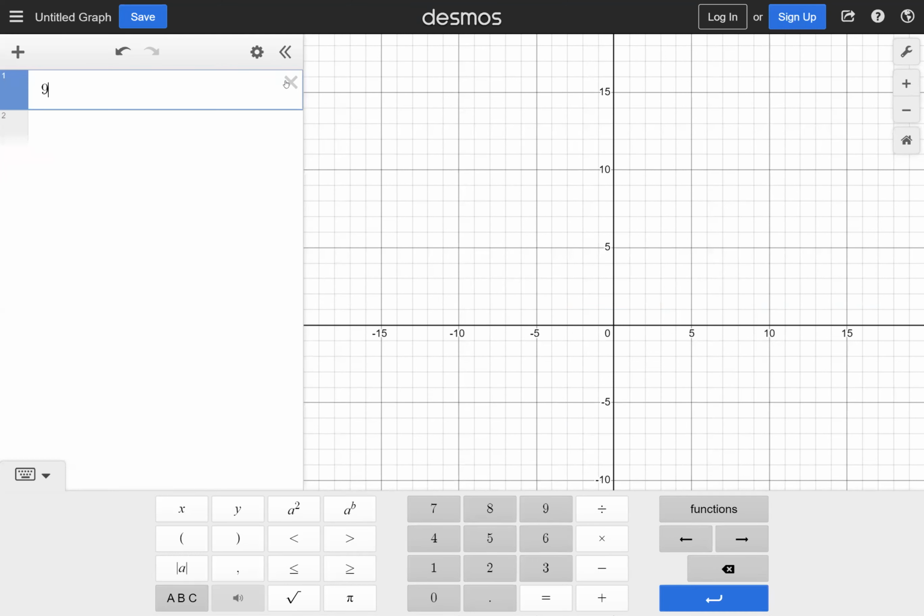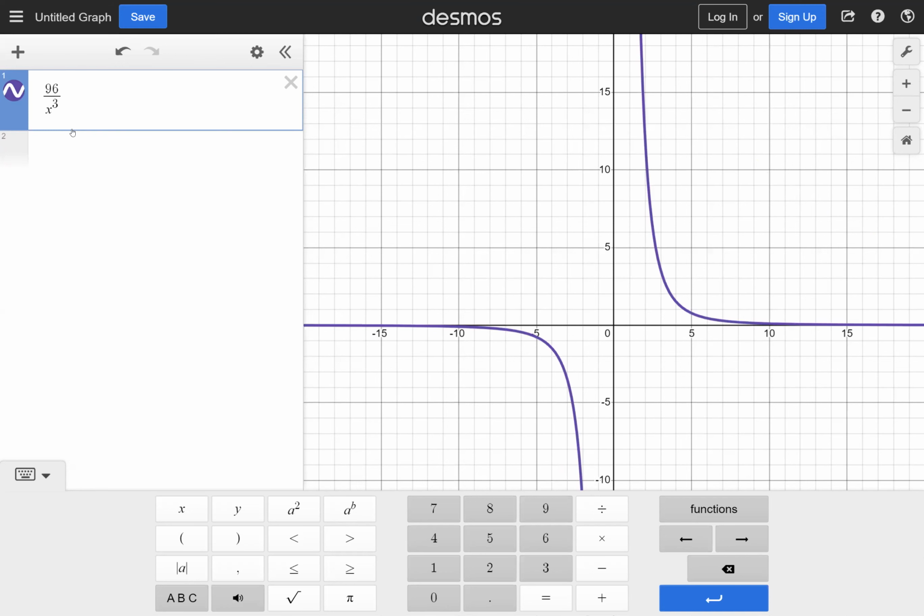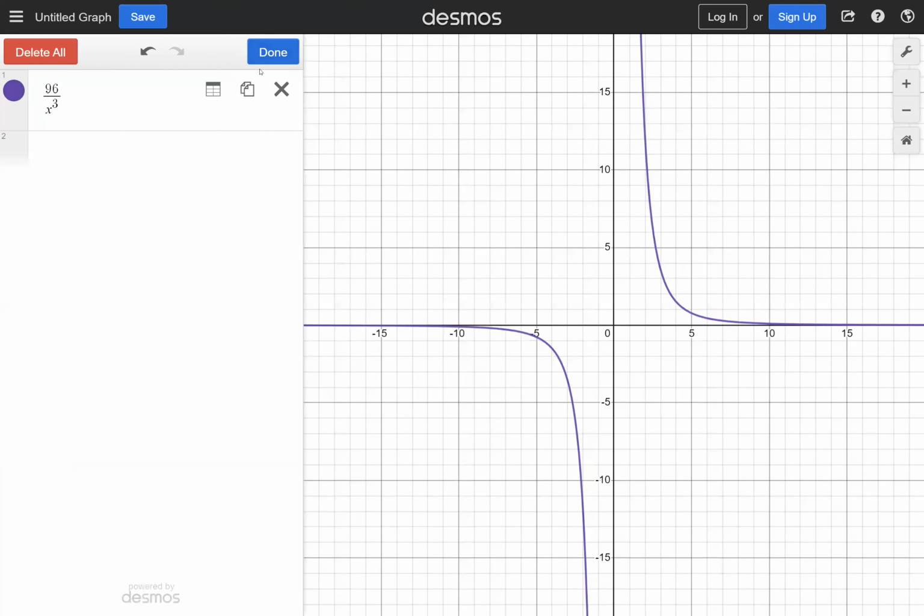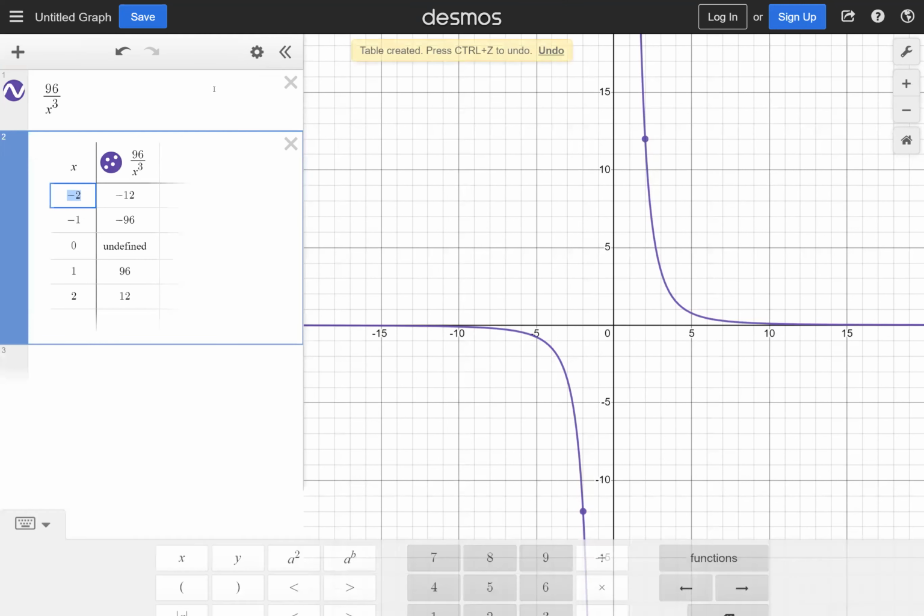Type in 96 divided by x, and again, raised to the 3rd power. So here I can either use my keyboard, the Shift 6, or I can go down to where it says A to the B power on my keyboard, and then I can type any number in there. Once I type that in, I want to go to this wheel-looking icon, choose my table.